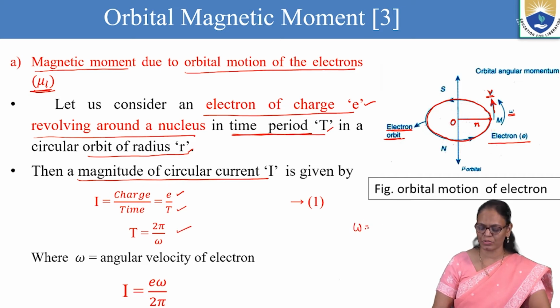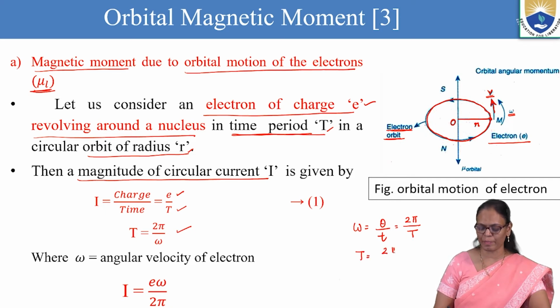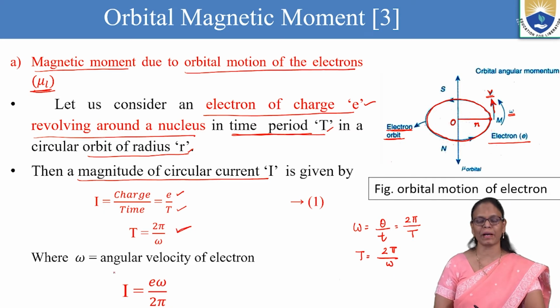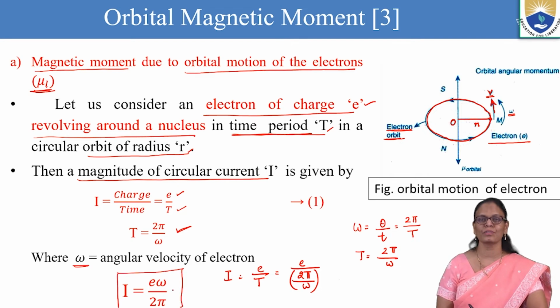We know that omega is equal to theta upon t. Theta, if it is making one complete rotation, will move through an angle of 360 degrees, that is 2 pi. The time it takes for one complete rotation we call the time period T. So T is equal to 2 pi by omega, where omega is the angular velocity of the electron. That is why we write angular velocity as angular displacement upon time. Now I want to find I. I is equal to e by T, and for T I substitute 2 pi by omega. Taking omega to the numerator, we get I is equal to e omega upon 2 pi.